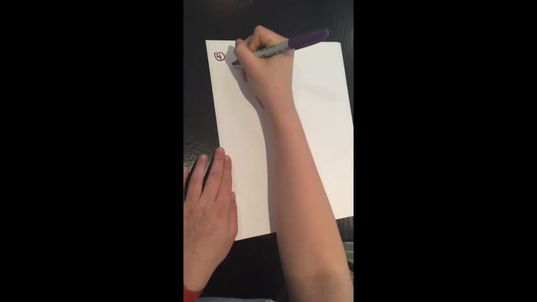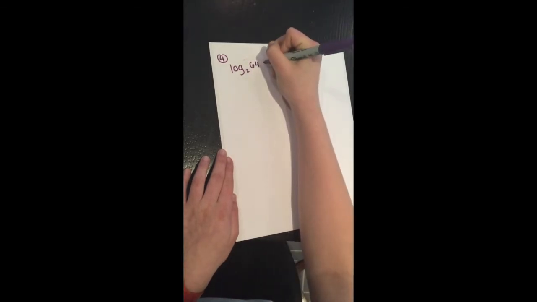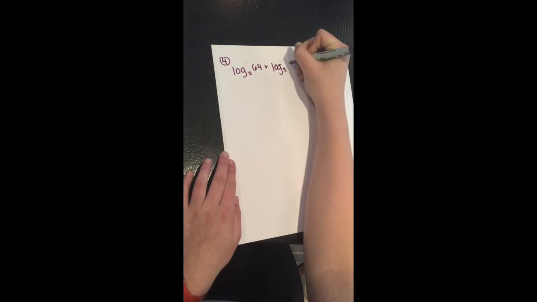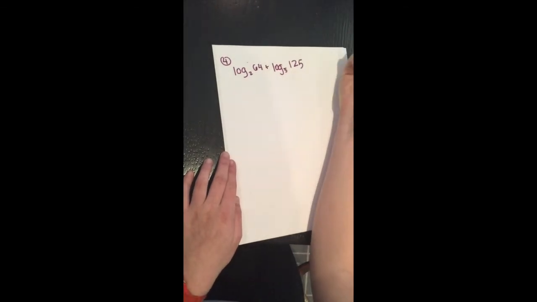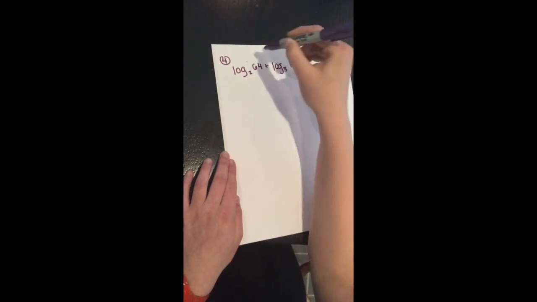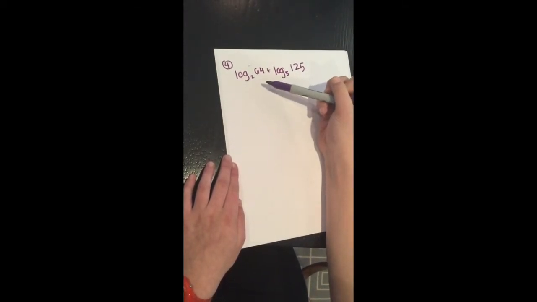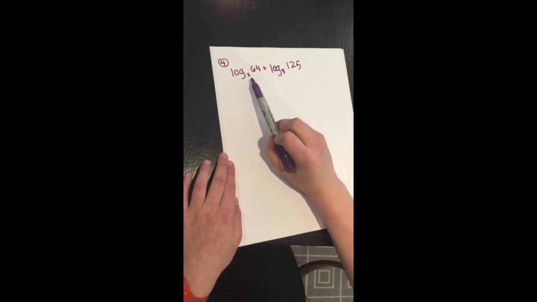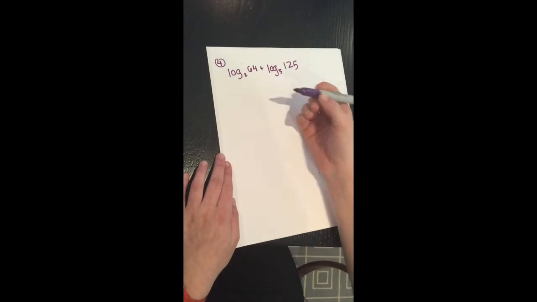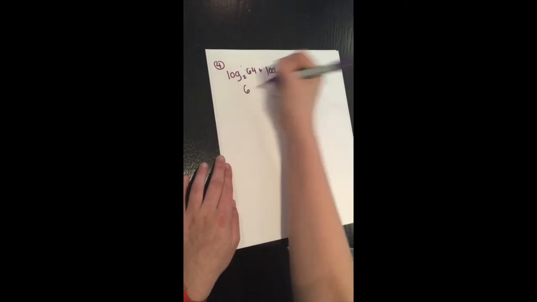Number 4. Log base 2 of 64 plus log base 5 of 125 equals what? You can't use the property where you add the terms because the bases are different. But if you look at this problem, it's actually very simple. You can plug this into your calculator or use the change of base formula, or you can just intuit that you know that 2 to the 6 is 64. So this is really just 6.